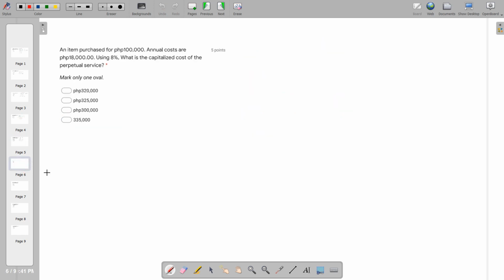Okay, moving on to the next. So an item purchased for 100,000. Annual costs are 18,000 pesos with the interest of 8%. What is the capitalized cost of the perpetual service? So madali lang naman to. Capitalized cost is just equal to the first cost plus perpetual cost or perpetuity present worth, that is equal to A over I. So this is actually the maintenance or the annual cost of maintenance, or pwedeng operations. So we just substitute.